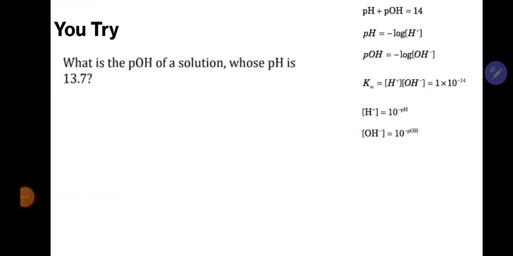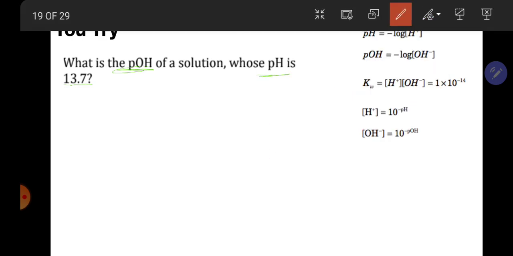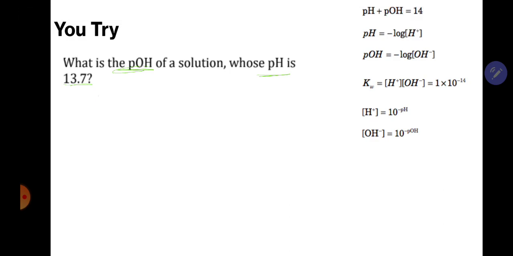So let's try another one. We want to know what's the pOH given the pH. Take a minute, think about what formula would you want to use. Which one has both the pH and the pOH? Our very first one.